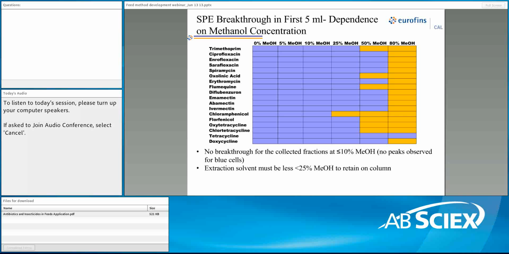And what we found was that for all fractions that were collected with less than 10% methanol, we saw no breakthrough in the first 5 mL of the collection, which is what we were hoping for as our final elution volume. As we increased that to 25 and 50 and eventually 80, you can see that we pretty much wiped everything off of the SPE. And so in that first 5 mL, it tells us that we really are limited in the absolute amount of methanol we can use on the SPE. The general consensus is that we had to use less than 25% methanol in our extraction solvent for the method.